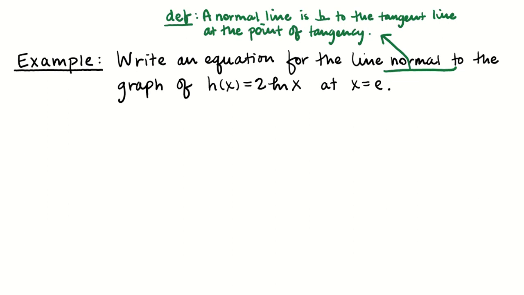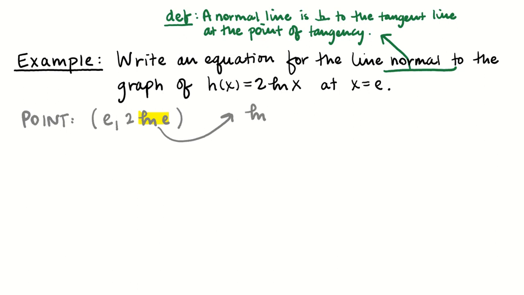So we're going to start off with getting a point. And the point is going to be x equals e, and y is going to be h of e. So that's going to be 2 times the natural log of e. Based on how things have gone so far, I feel like we might need some help unpacking this at this point in the year.